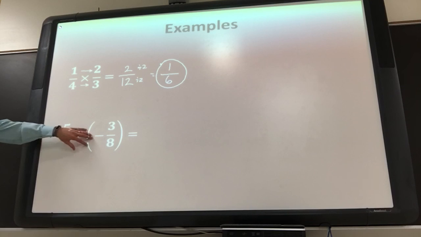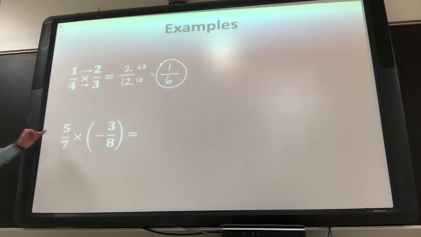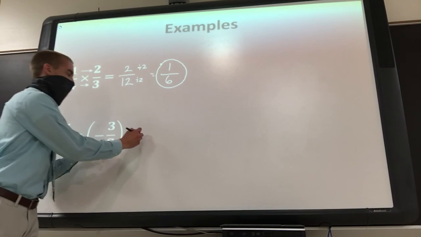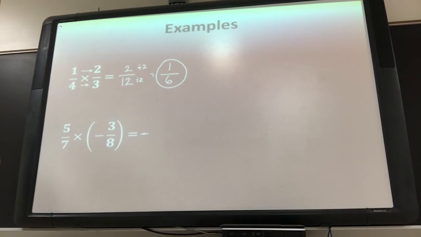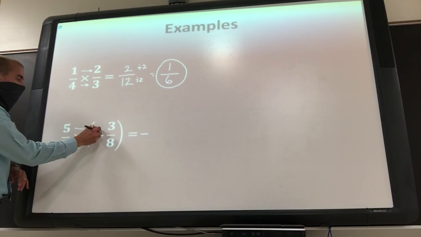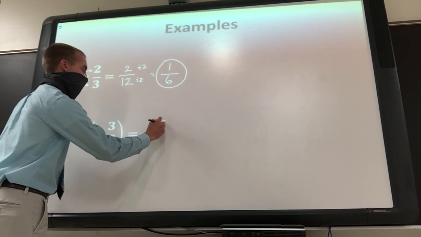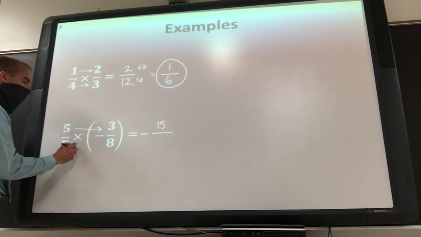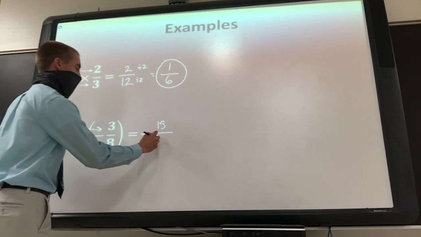5 over 7 times negative 3/8. So it's a positive times a negative. We know our answer is going to be negative. And then we just do 5 times 3, which is 15, over 7 times 8, which is 56.